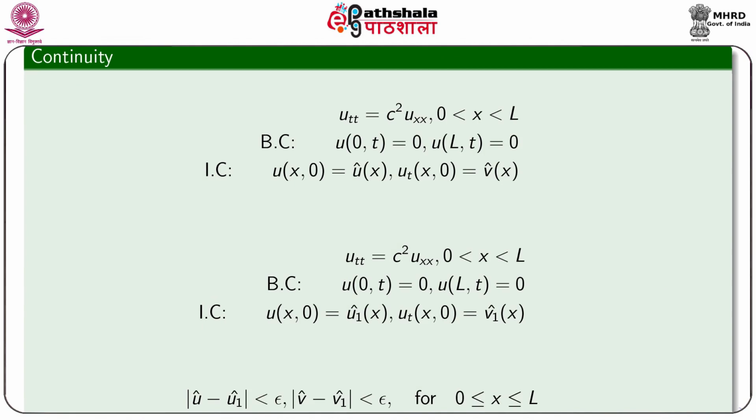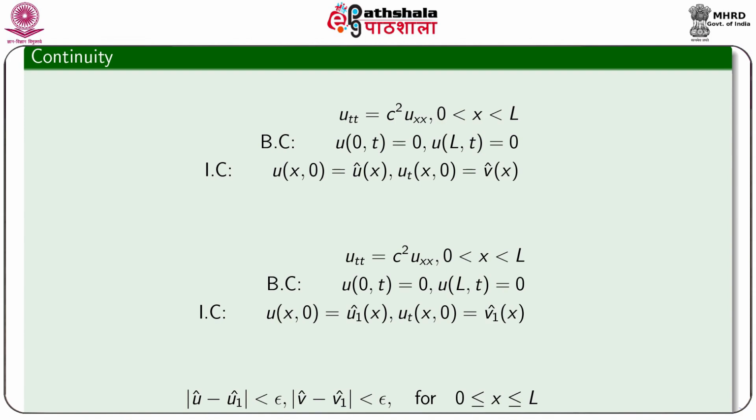Now, I am going to discuss the continuity or the stability of the solution. For this case, we are considering the same one dimensional wave equation, and the initial conditions are given by u(x,0) equals u cap and u_t(x,0) equals v cap. Let the solution of the first set of equations be u. Now, we deviate the initial condition by a small amount. So, we are trying to find the solution of the equation, but the initial condition is slightly different from the original one.